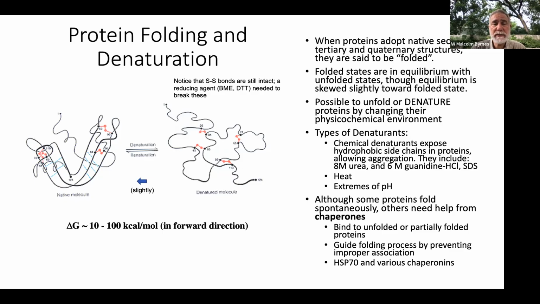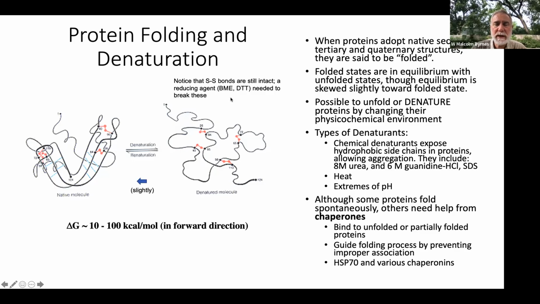And you can place this protein in a denaturant, a chemical denaturant, and it will unfold, lose its structure. And you can also then remove that denaturant, and actually for this protein in particular, it will refold back. Now notice in this diagram here for the denaturation, the disulfide bonds remain intact. Denaturing a protein doesn't remove disulfide bonds or break them.